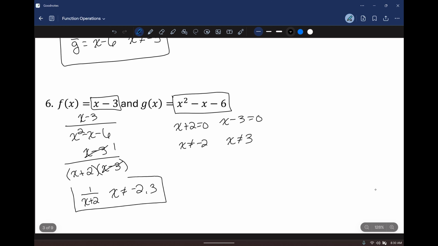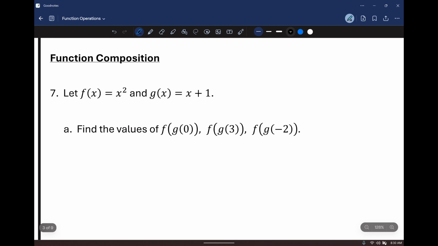So two restrictions on our domain there. All right, so moving on to function composition, this is pretty much where one function is going to go in for another function. So they've given us f of x and g of x. They want us to find the values of f of g of 0, f of g of 3, and f of g of -2. So you are going to start in the middle and do this middle part.